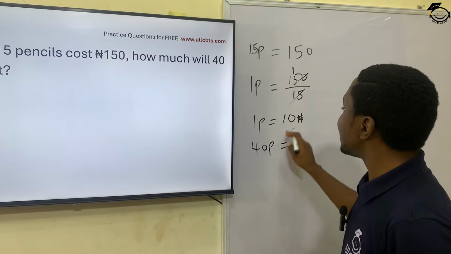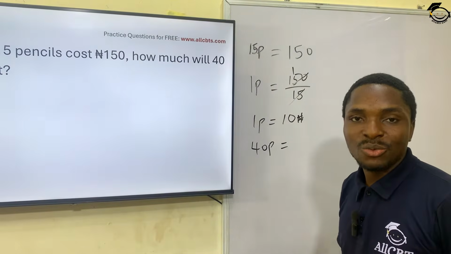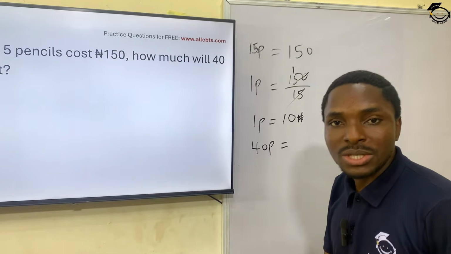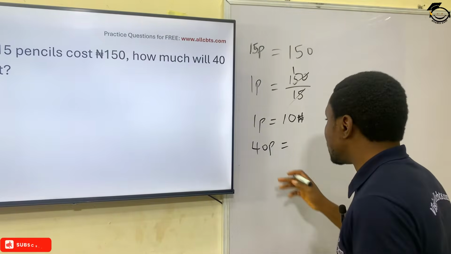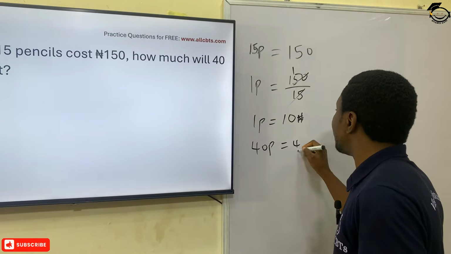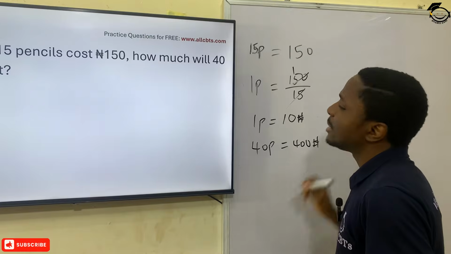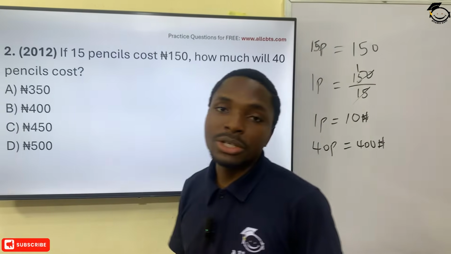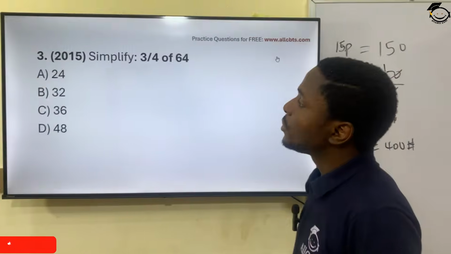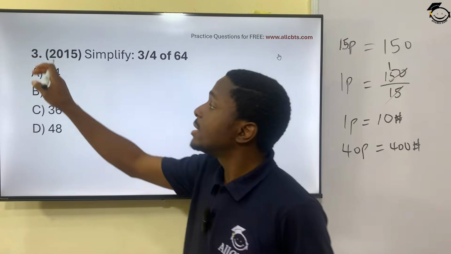40 pencils will cost 10 times 40. 1 pencil is 10 naira, 5 pencils is 10 times 5, 40 pencils is 10 times 40. So that would be 400 naira. This is the correct option, Option B.